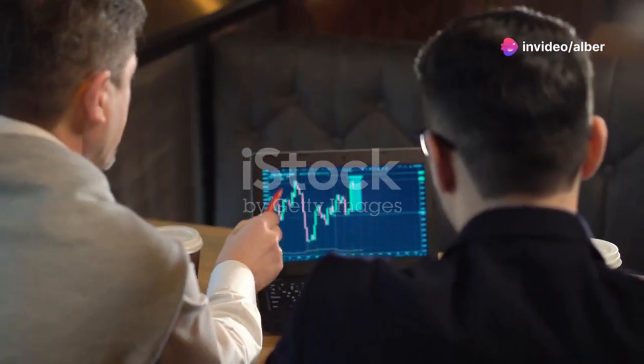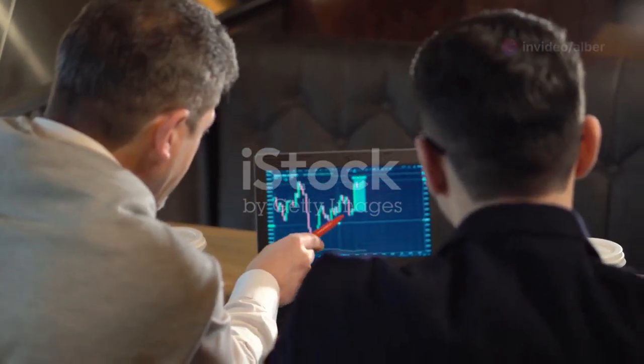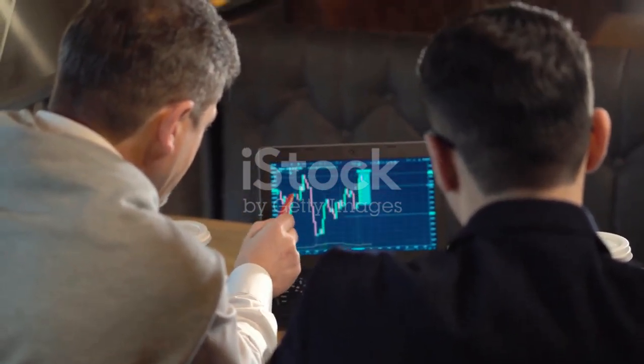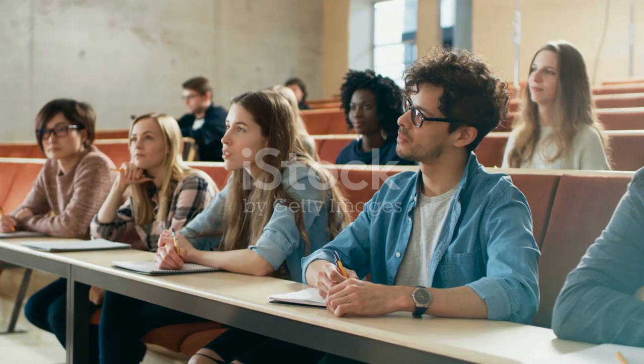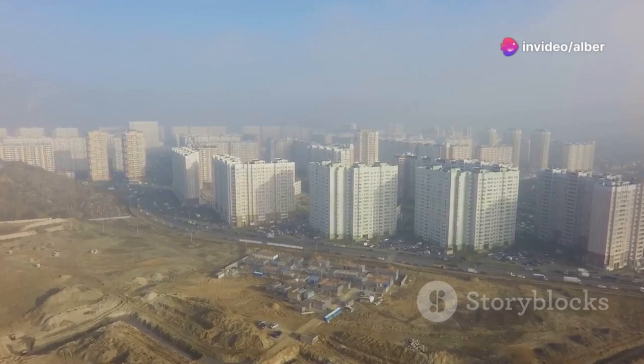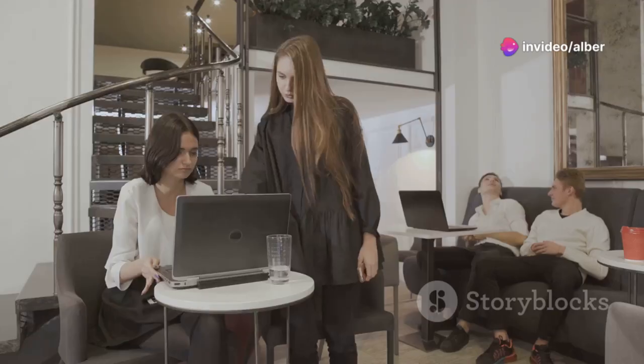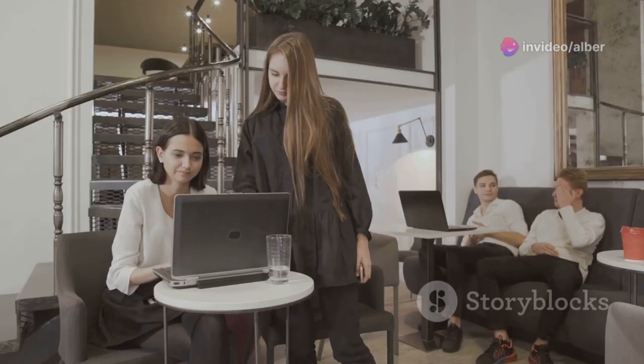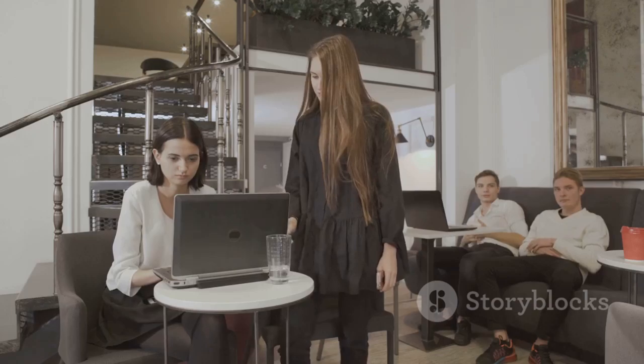Hey there, science fans! Today we're diving into the world of economics with a look at GDP, or gross domestic product. Think of it like a country's report card for economic performance. It tells us how much a country is producing and how well its economy is doing overall. A high GDP usually means more jobs, higher incomes, and a good standard of living.